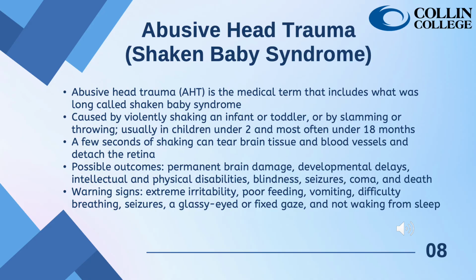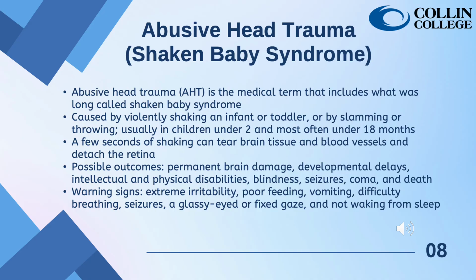AHT occurs almost entirely in children under the age of 2, and most often in babies under 18 months, because their neck muscles are weak and their heads are large and heavy relative to their bodies. When an infant is shaken hard, the brain moves inside the skull. In just a few seconds, brain tissue can tear, blood vessels can rupture, and the retina at the back of the eye can detach. There is no safe amount of shaking a baby.